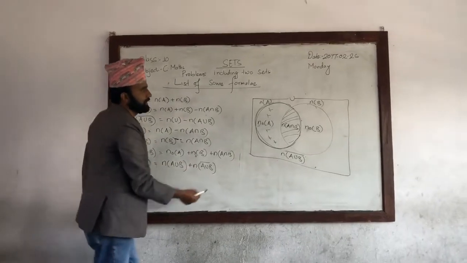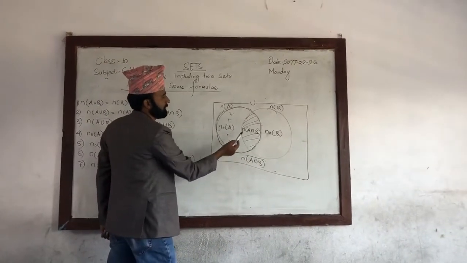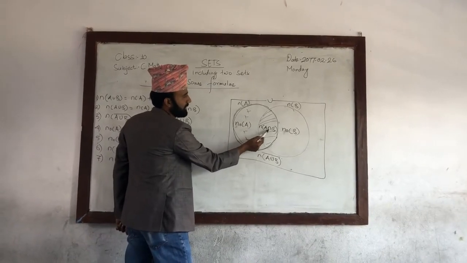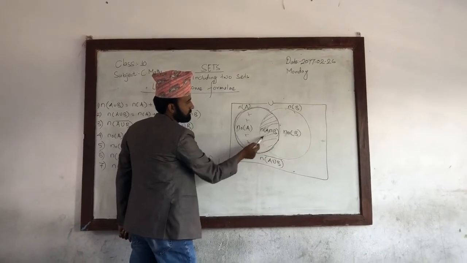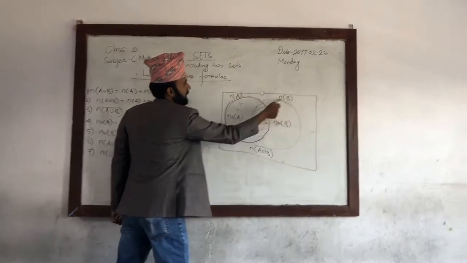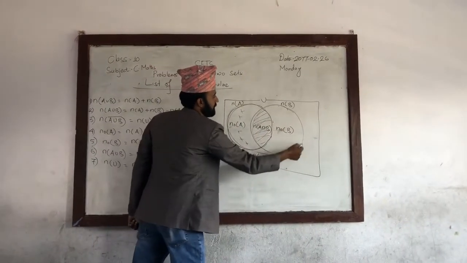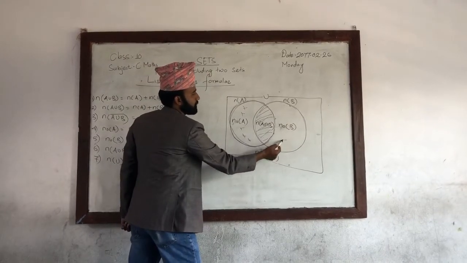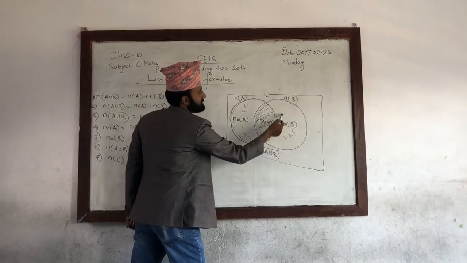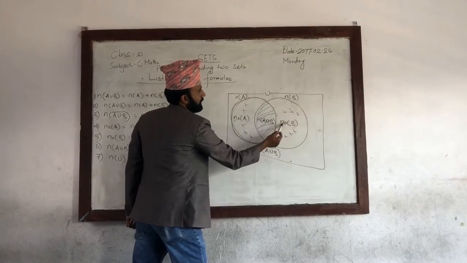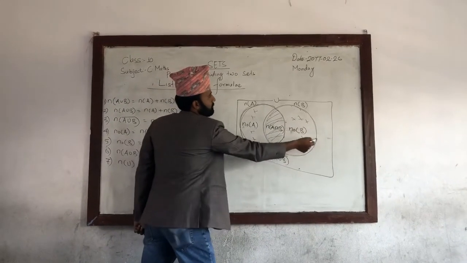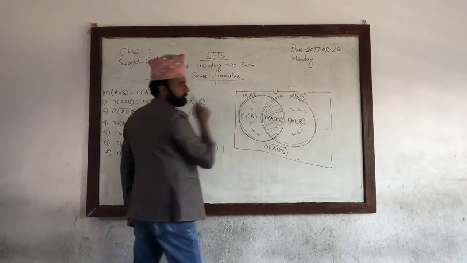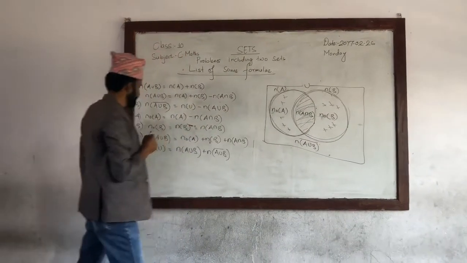Likewise, if you subtract the common portion of A intersection B from B, what is left? Only B. This portion is left. What does this mean? Only B means B minus A intersection B.